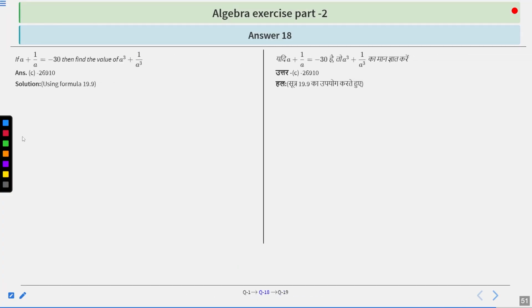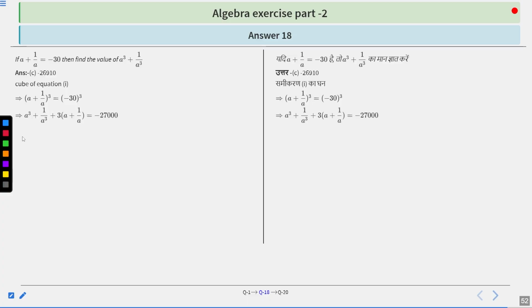We are going to use formula 19.9 to solve this question. We were given a plus 1 upon a equal to minus 30, that is our equation 1. And we have to find a cube plus 1 upon a cube. So cubing equation 1, a plus 1 upon a whole cube is equal to, cubing the right hand side also, minus 30 whole cube.